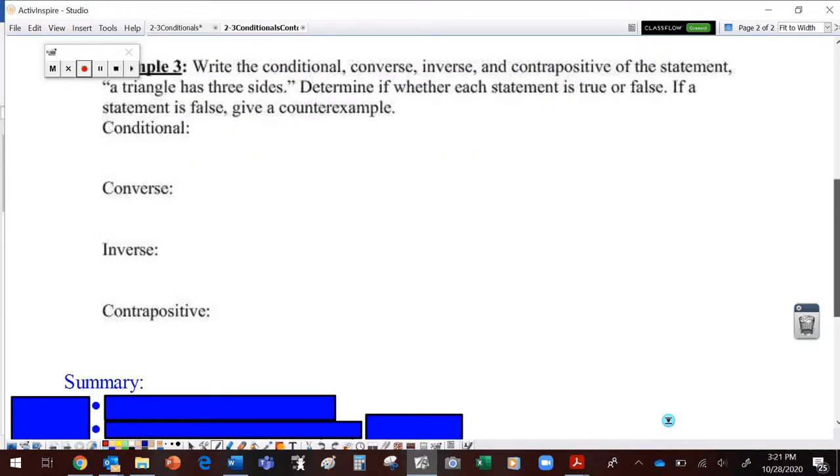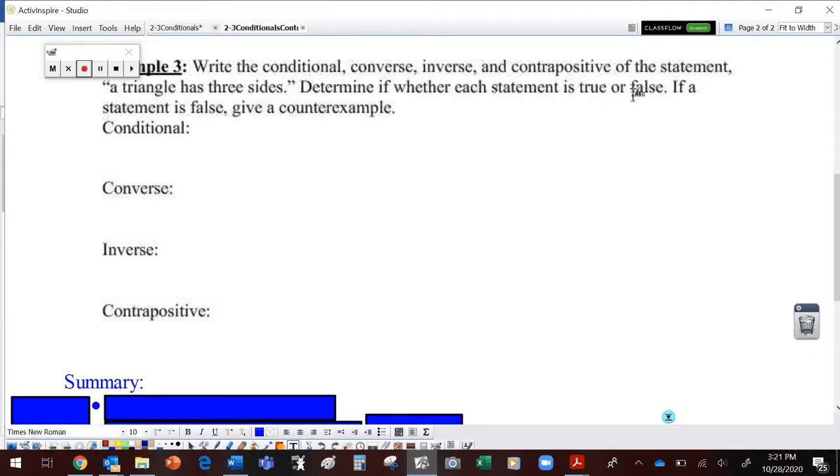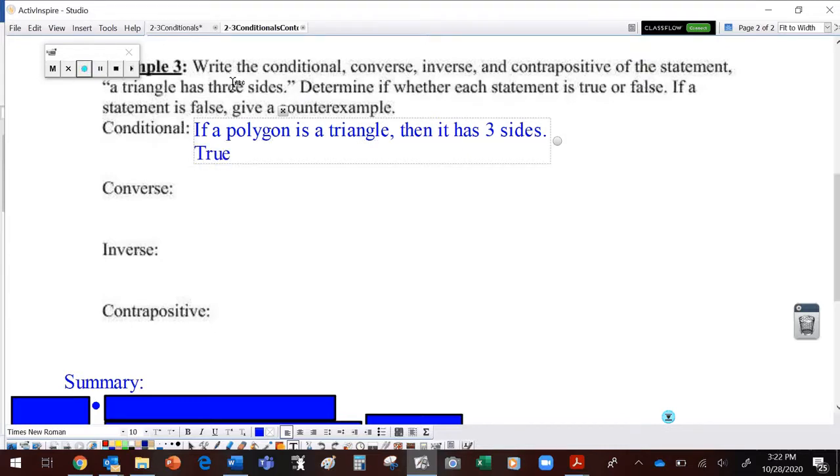Okay, let's take a look at one more. We have the same description, but this time the statement is: a triangle has 3 sides. So we want to write the conditional statement. If a polygon is a triangle, then it has 3 sides. Well, that's absolutely right. If it's a triangle, then it has 3 sides. That's part of the definition of a triangle. So this one is true.